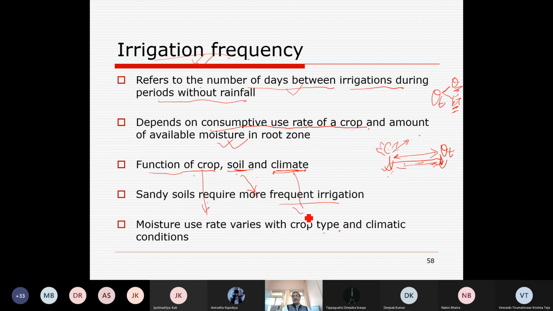Crop type and climate also affect the moisture use rate, like ET. What is the rate of ET? Because you have seen ETc is equal to Kc into ET0 simply. So from the reference, it is a matter of which particular crop. So the moisture use rate, that is basically ET, varies with respect to the crop and the type of climatic condition. If it is dry, there will be a faster rate of use of water.